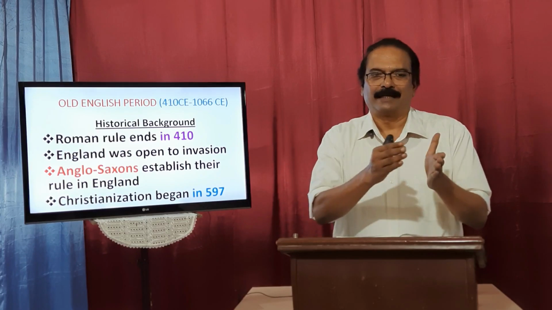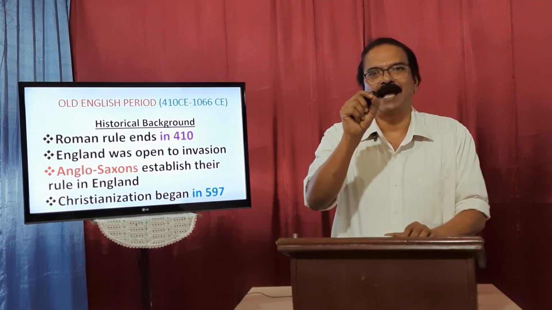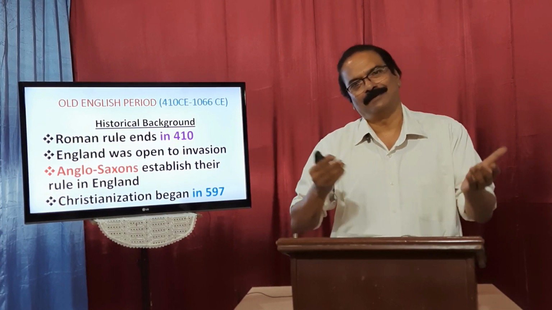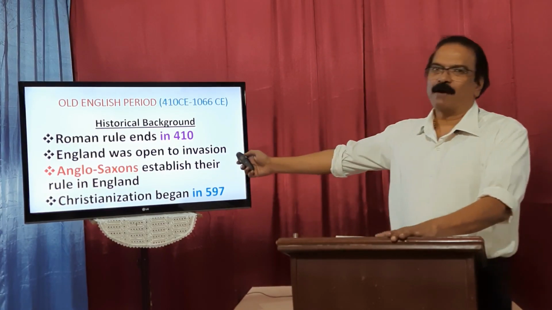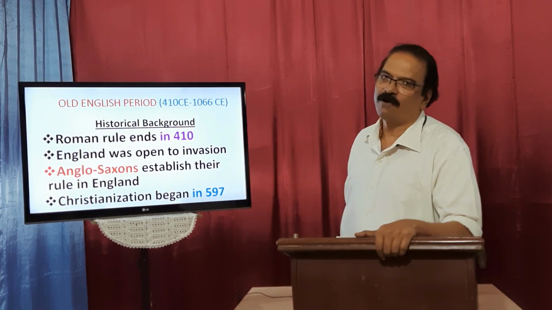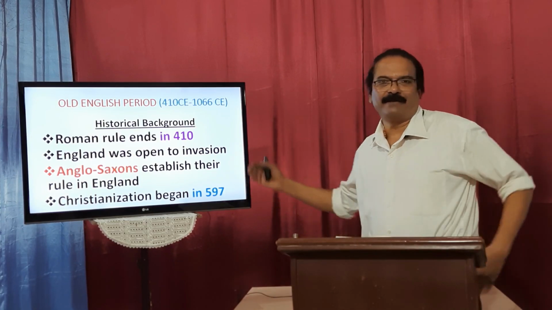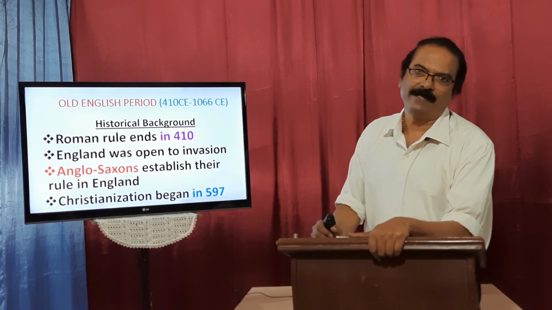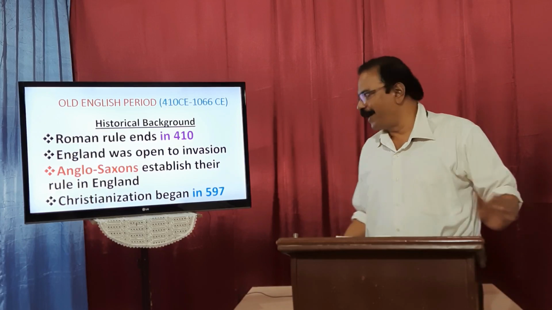The name England came from these two names, Angles and Saxons. Angle land corrupted, and became England. Okay. As I have already said, Romans left England in 410. And England was open to invasion by these three tribes, Angles and Saxons especially, and they occupied a major portion of England and established a rule there.